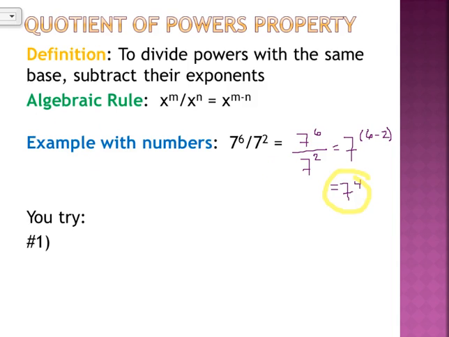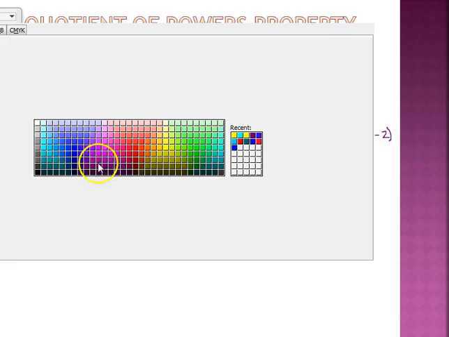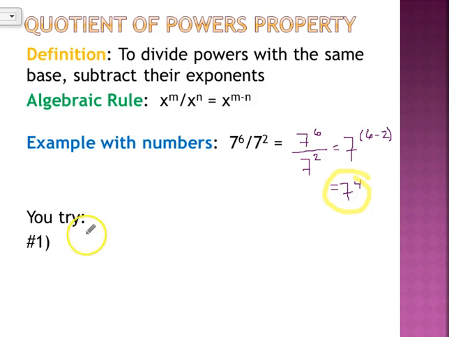I'm going to give you one to try on your own now. How about 8 to the -1 over 8 to the -6. So don't let the negatives mess you up. You're still subtracting the two, so be careful with this one. So go ahead and try this one. Just watch your negatives.